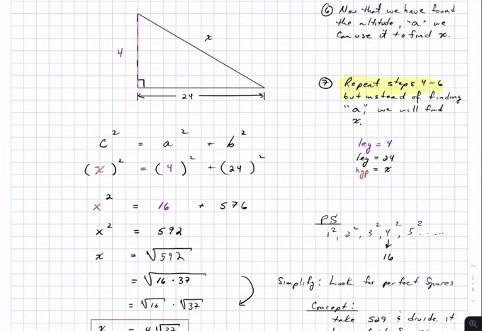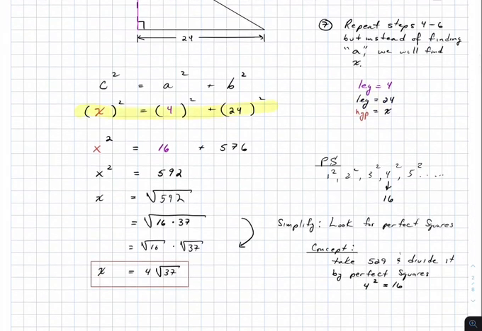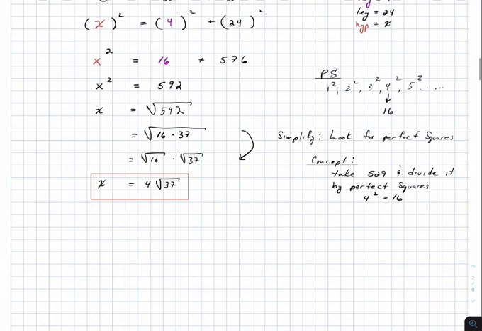So I'm just repeating the same steps, and I'm going to solve for the new x in this case. That's not a big problem, right? We just did it. So leg 4, leg 24, and hypotenuse x. So I did the substitution, carried out the squares, did the combination. So 16 and 576, 592.